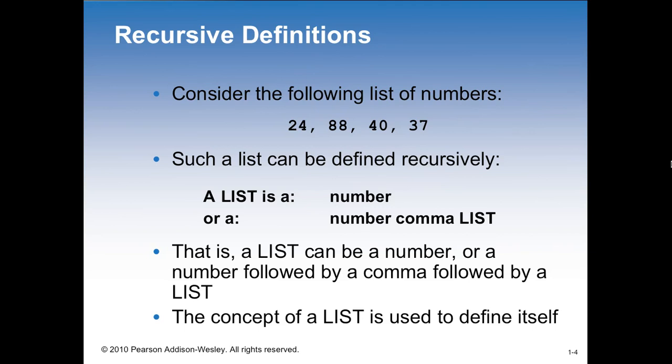We could say a list is a number, or a number, comma, list. That is, a list can be a number, or a number followed by a comma followed by a list. The concept of list is used to define itself. A list is kind of self-inclusive in terms of its description.